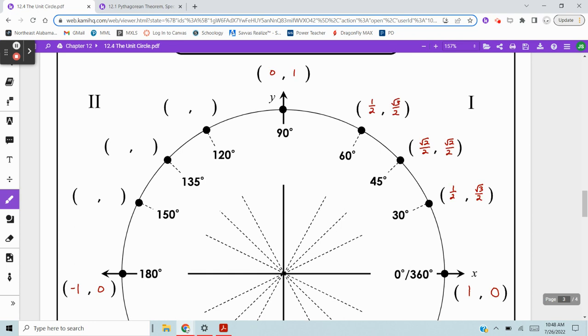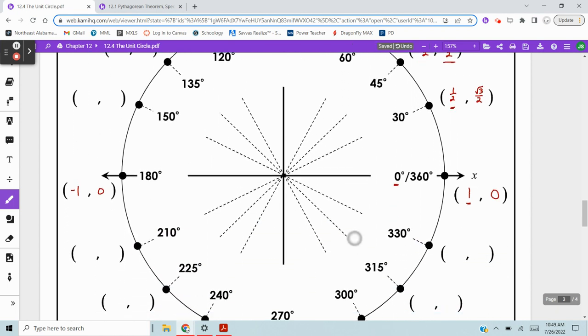And again, I can't say this enough. Remember, as we label these, the x value of each of these points corresponds with the cosine value of that angle. So the cosine of 0 is 1. The cosine of 30 right here is 1/2. The sine values are related to the y values. The sine of 45 is root 2 over 2. The sine of 60 is root 3 over 2, and so on and so forth.